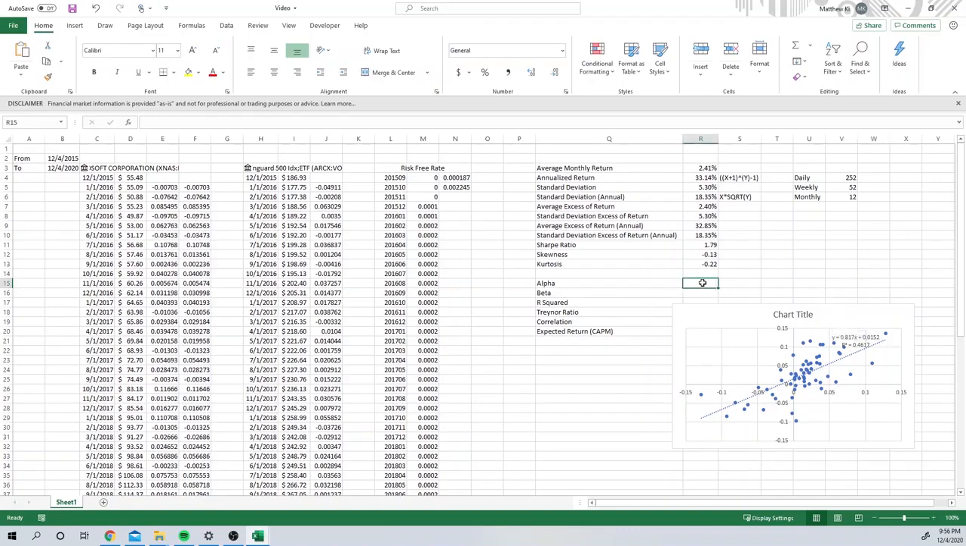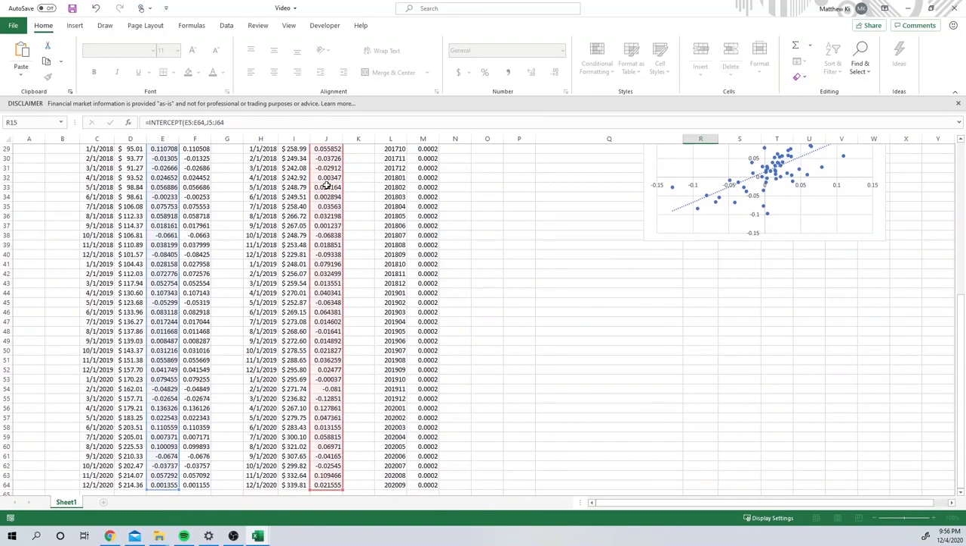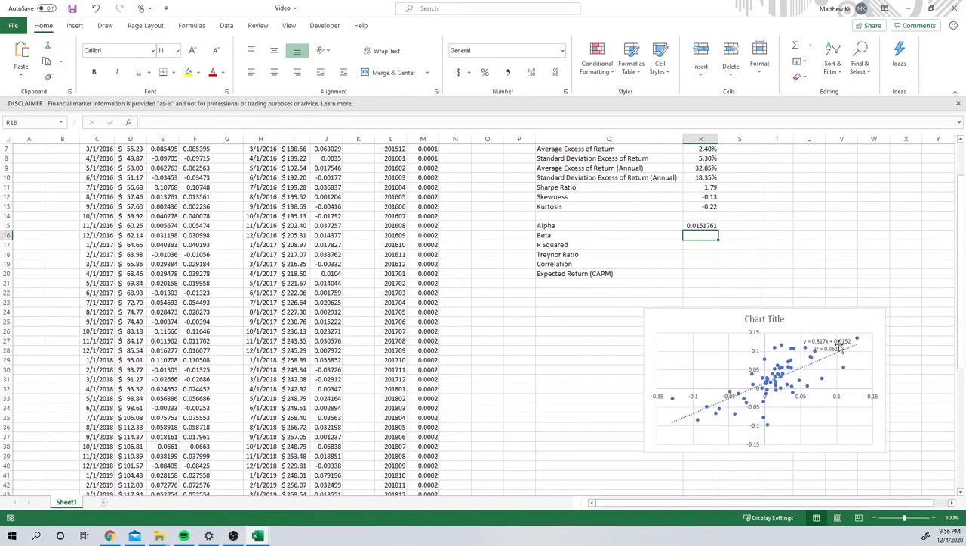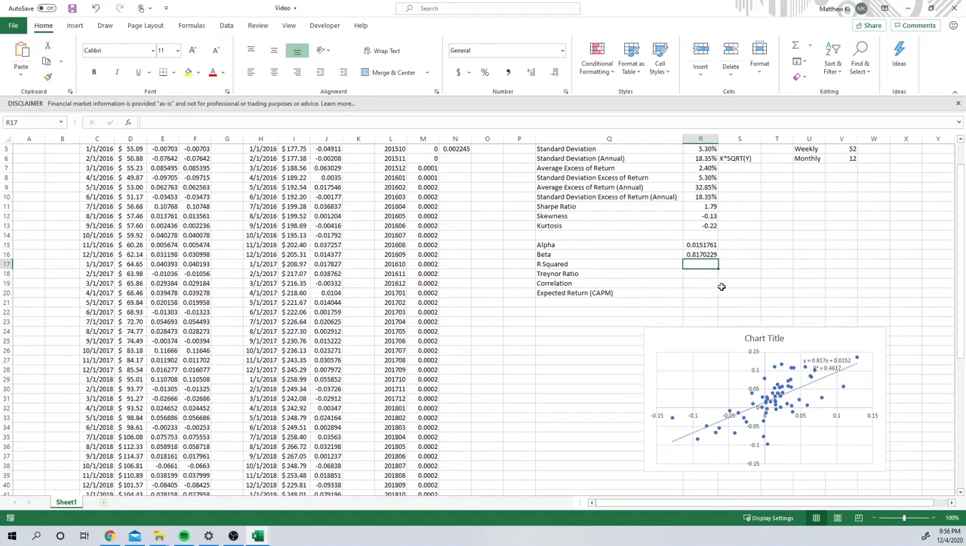So let's calculate alpha. To manually put it in the formula, for the alpha you need the intercept. Intercept of the y's is right here, and the intercept of the x's is right here, and it should be 0.0152. Now we have to take the slope. Slope function, same thing: take the y's, and take the x's, and there you go.